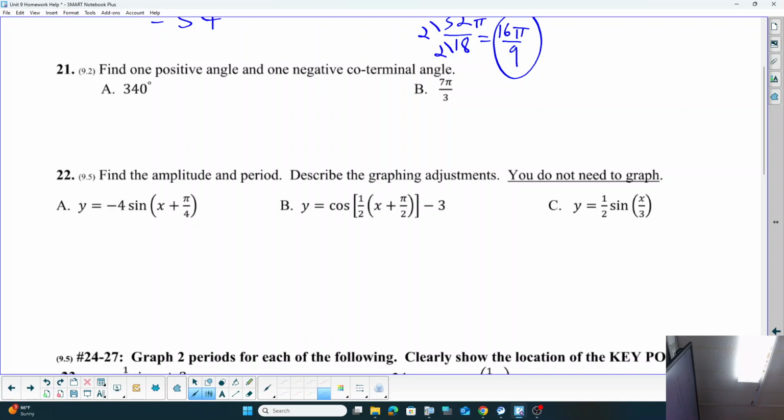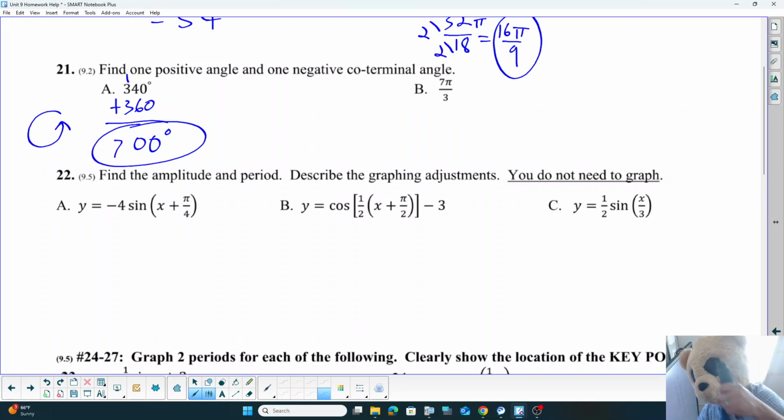So where we left off was finding a positive and negative coterminal angle. One positive coterminal angle would simply be to add 360 degrees, go one full circle. So we add that, and we get 0, carry the 1, 700 degrees. That's a positive coterminal angle. Then we're also going to take 340 and do a negative coterminal angle, go the other direction, by minusing 360.